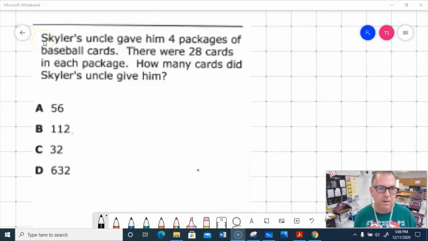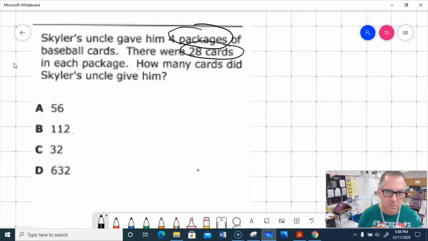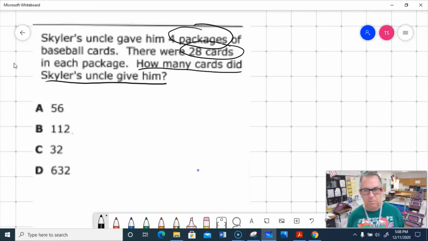Okay, let's look at this problem together. It says Skylar's uncle gave him 4 packages of baseball cards. There were 28 cards in each package. How many cards did Skylar's uncle give him? So let's go ahead and look at this. We're going to circle our important information. So there's 4 packages of baseball cards, and there are 28 cards in each package. I'm going to underline the question, and what we need to know is how many cards did Skylar's uncle give him? So by the end of this, we need to know how many cards he gave him.